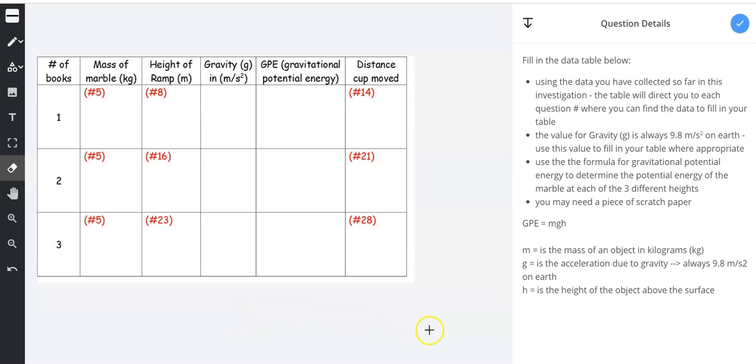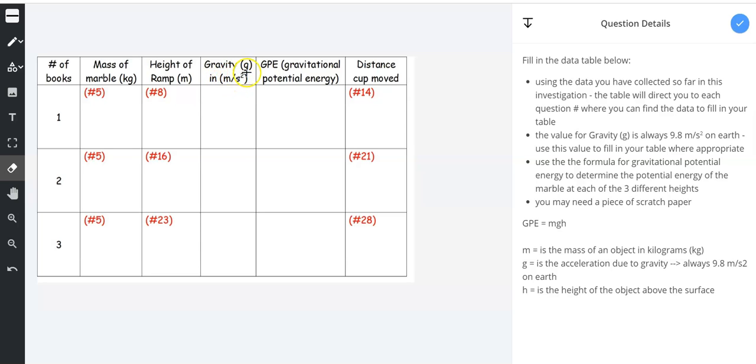All right, so this is where we're at. We need to fill in the table, all the information. The information that's in red tells us what question number to go back and get our answers from. We have two blank columns.